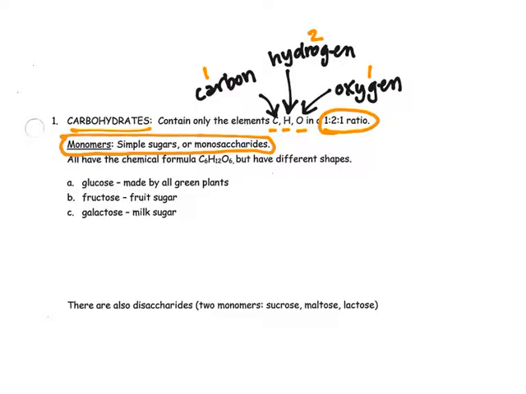So let's talk about some simple sugars. All of these simple sugars right here have this chemical formula, C6H12O6. They all have 6 carbons, 12 hydrogens, and 6 oxygens, but they are bonded in different ways. So they actually have different shapes. So let's talk about the different shapes of each of these. Let's start with glucose. We know that glucose is a product of photosynthesis. Glucose we're going to draw down here.